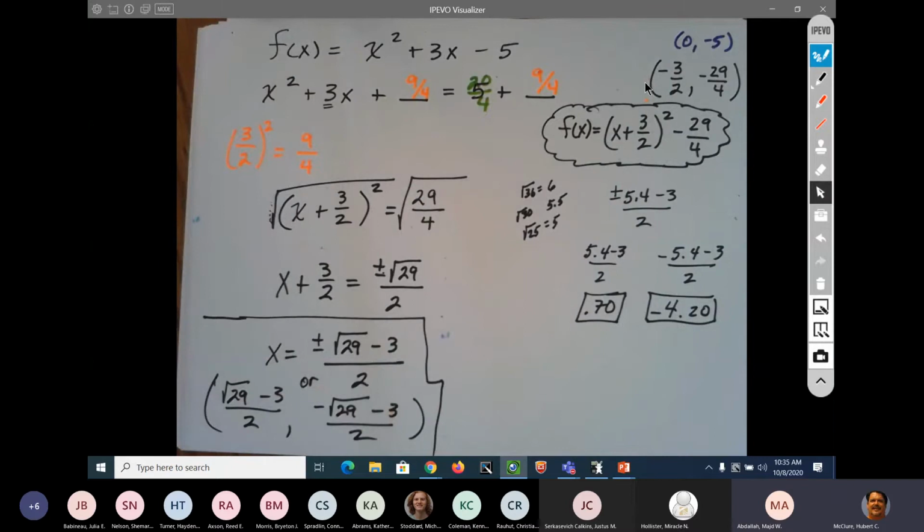Yeah. Now, why didn't I change it to a decimal? Can anybody answer that? Because if you change it to a decimal, you got to start using what? Calculator. You got to start using the calculator.